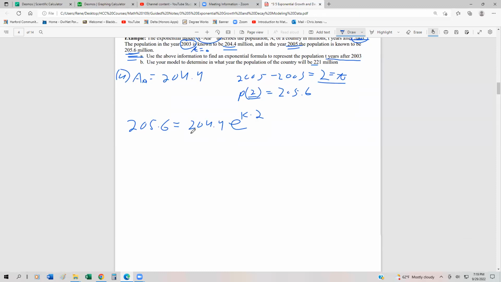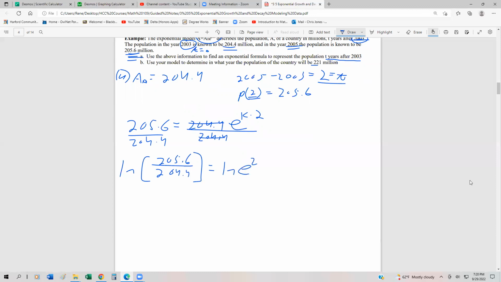Now, just like every other problem that we solved, we're going to divide both sides by 204.4. And then what I'm also going to do is I'm going to take the natural log of both sides to get rid of the e. So ln of 205.6 divided by 204.4 is going to be equal to natural log of e to the 2k. All right, remember these are commutative, they're associative, you can move them backwards. So that's just going to be equal to 2k, and finally we can divide both sides by 2.